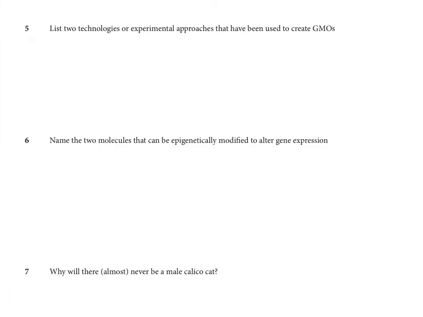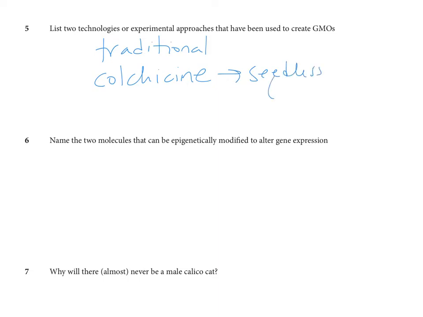We've talked about a few different experimental approaches used to make GMOs. One is traditional breeding, that is waiting for nature to create mutations that cause phenotypes that we select for artificially by breeding organisms together. That's traditional breeding. Another example, this is not the only other technology we've talked about, was the use of the mitotic spindle poison, microtubule poison colchicine, which was used to produce seedless watermelons. Seedless because they're infertile.